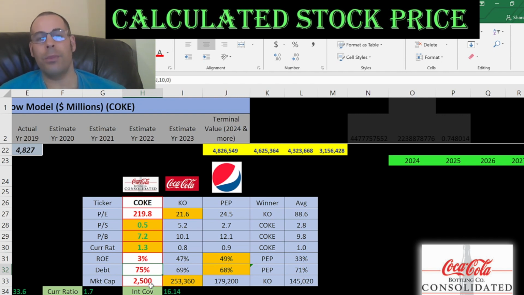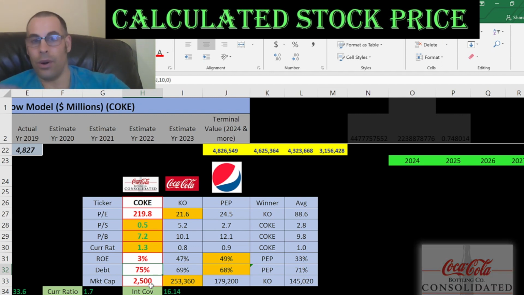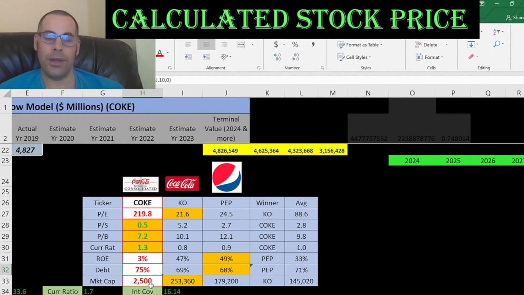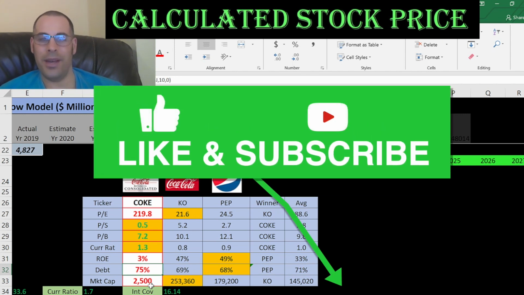So I don't think there's too much risk investing in this company, because if they struggle, the Coca-Cola company, KO, will be there to support them and help them if they need funding.